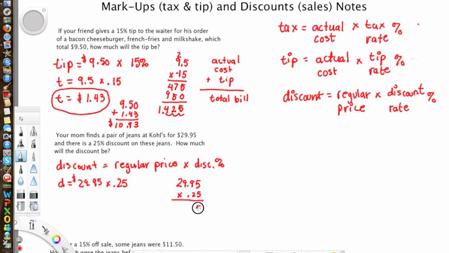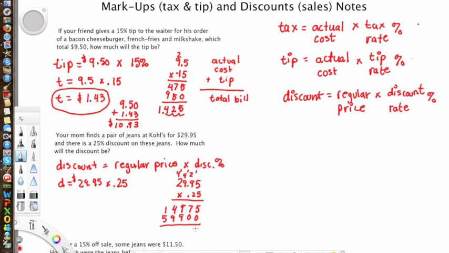5 times 5 is 25, carry the 2. 5 times 9 is 45 plus the 2 is 47, carry the 4. 9 times 5, or 5 times 9, once again is 45 plus the 4 is 49, carry the 4. 5 times 2 is 10 plus 4 is 14. Put a 0 as a placeholder. 2 times 5 is 10, carry the 1. 2 times 9 is 18, plus the 1 is 19, carry the 1. 2 times 9 is 18, plus the 1 again is 19, carry the 1. 2 times 2 is 4, plus the 1 is 5.